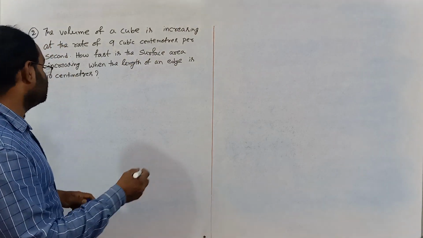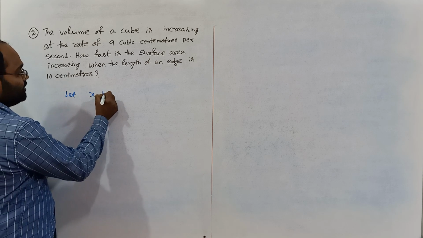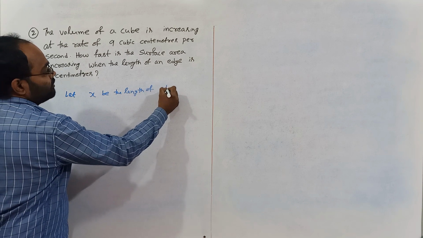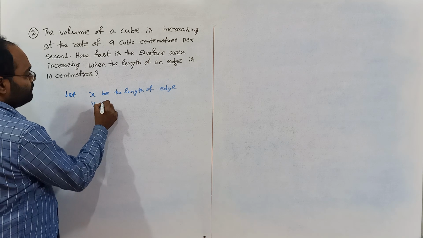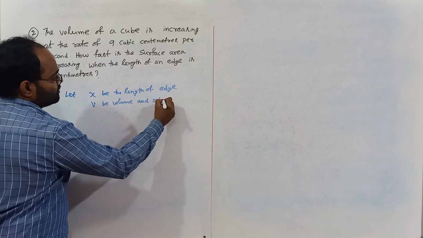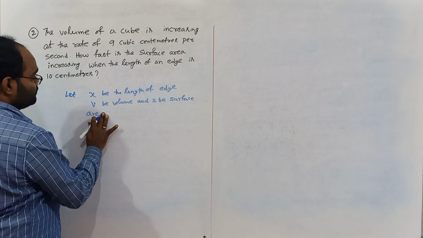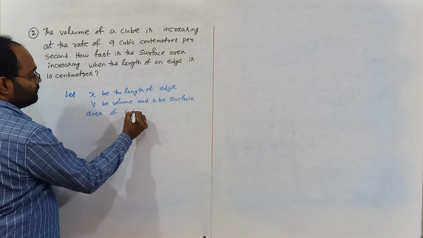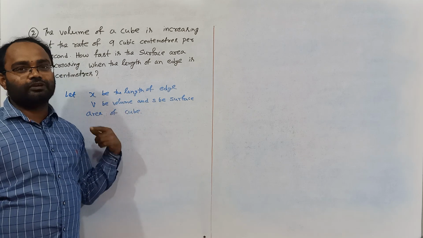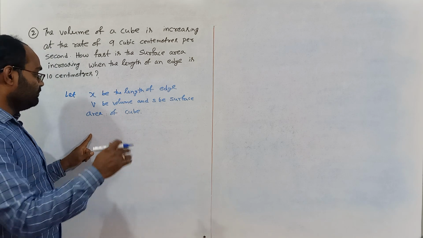So therefore, let us consider like this. Let x be the length of edge, V be the volume and S be the surface area of the cube. So what happens? If the edge is x, the volume of the cube will become x cube and the surface area will become 6x square. We know the formula; let us write it down later.